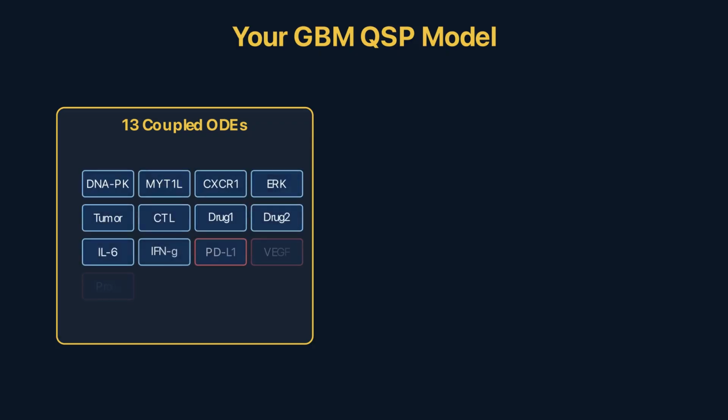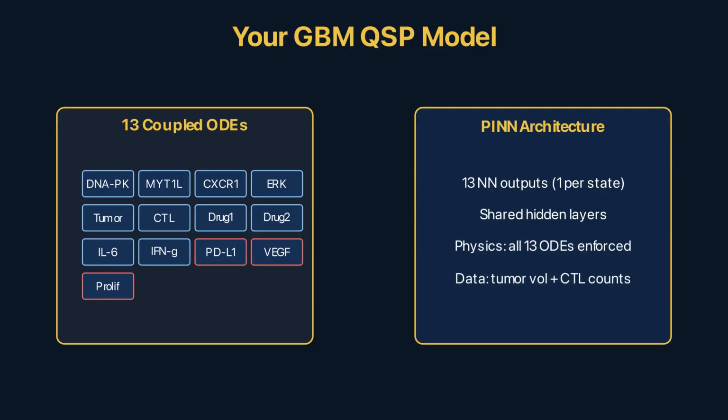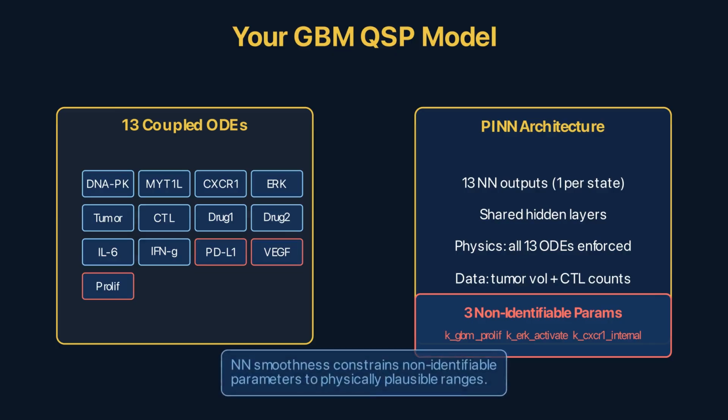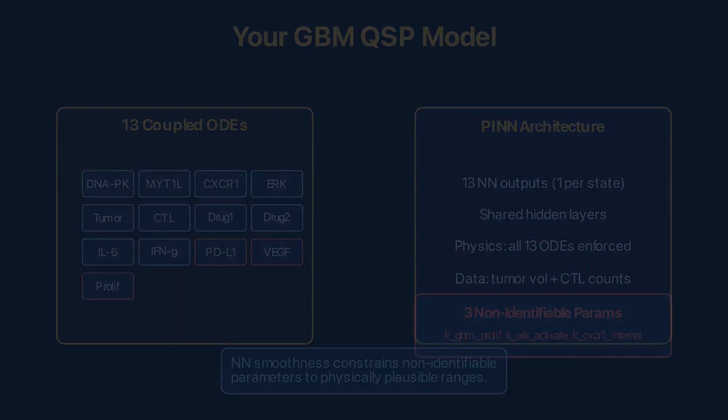Your GBM QSP model: 13 coupled ODEs describing DNA, EGFR inhibition, gene silencing via Rogaratinib, GIX recruitment, and ERG signaling. 3 parameters, KGBM prolif, KERG activate, KXGR internal, were flagged as non-identifiable by profile likelihood analysis. A PINN for this system: 13 neural network outputs, 1 per state variable, sharing a common hidden architecture. Physics loss enforces all 13 ODEs at hundreds of collocation points. Data loss matches observed tumor volume and cell counts. The neural network's inductive bias, smooth bounded outputs, constrains the non-identifiable parameters to physically plausible ranges.